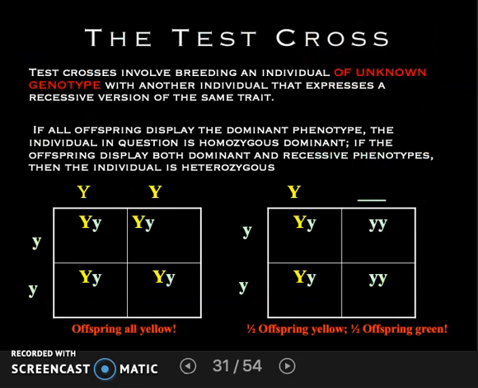Last but not least is the test cross. If I have blue eyes, you know my genotype, right? It's little b, little b. But if I have brown eyes, do you know my genotype? Well, I know your phenotype, it's brown, but I don't know your genotype, because brown could be big B, big B, or it could be big B, little b. Well, a test cross is when you take somebody with brown eyes and you breed them with somebody that has blue eyes. If they have any kids with blue eyes, then they were heterozygous.